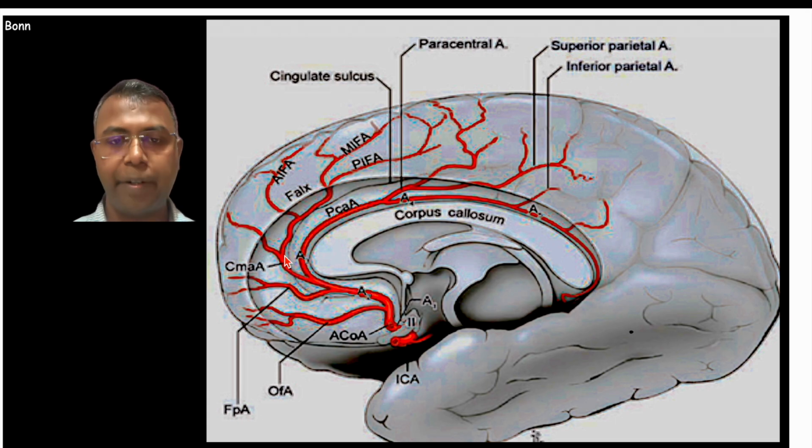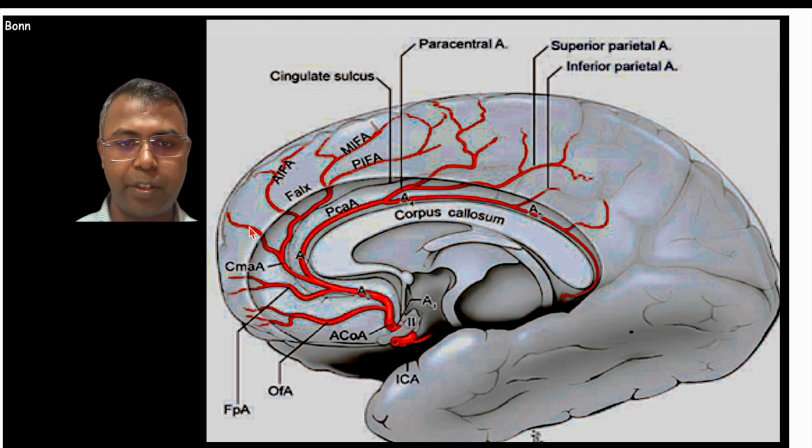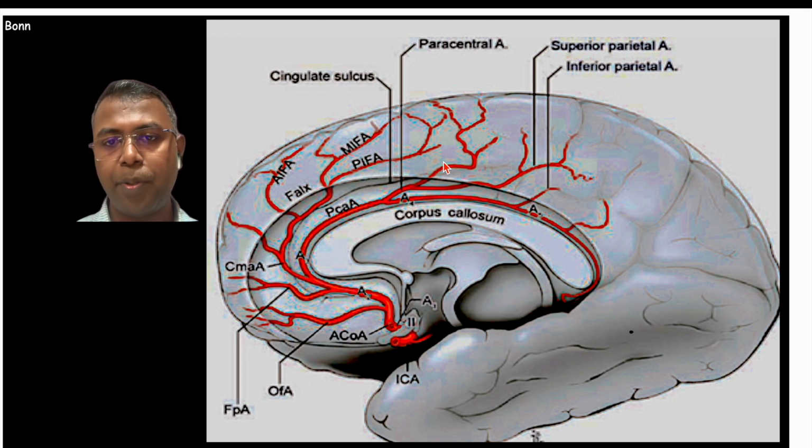And the moment it arises, it gives three branches: anterior, middle and posterior inferior frontal arteries. And it runs across the upper border of the callosal sulcus. I'll show you that video again in the subsequent slides. You need to see this.